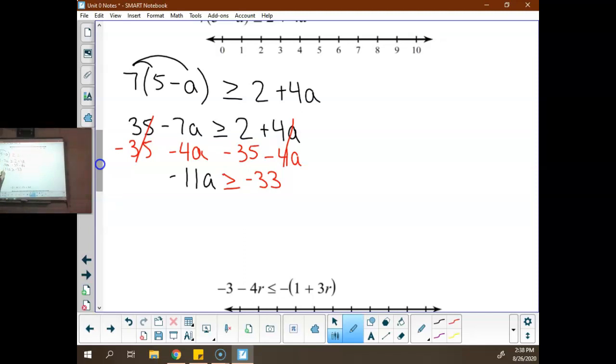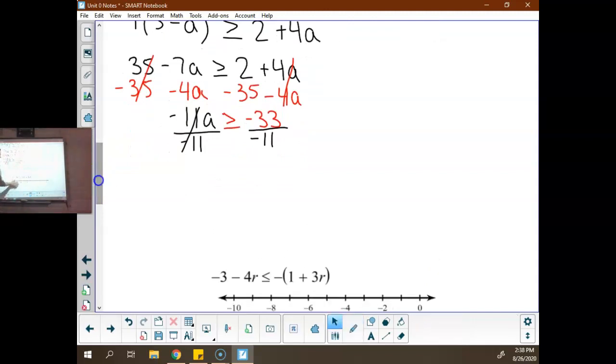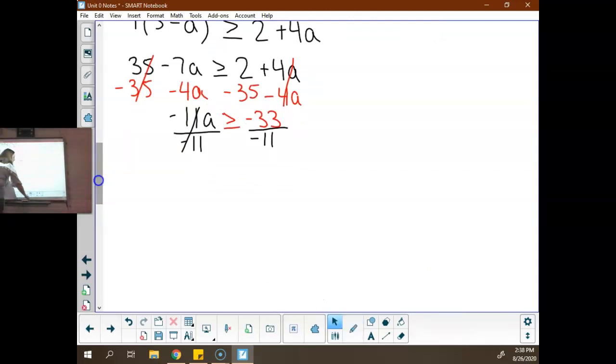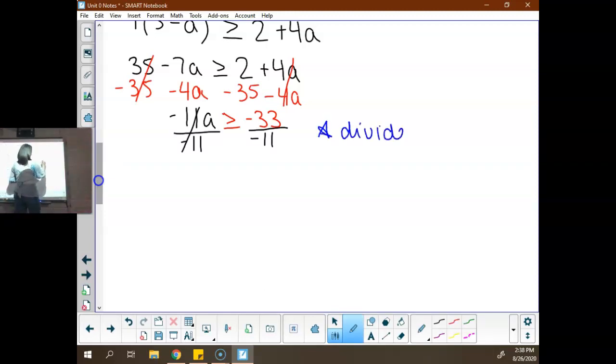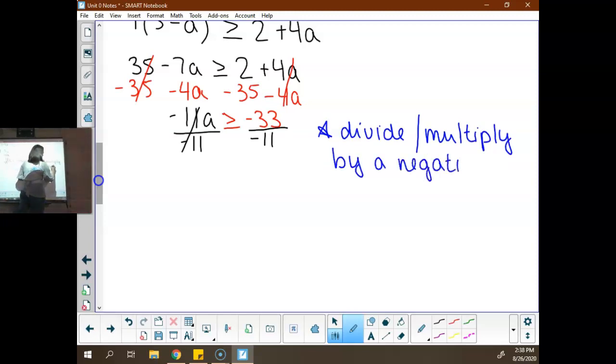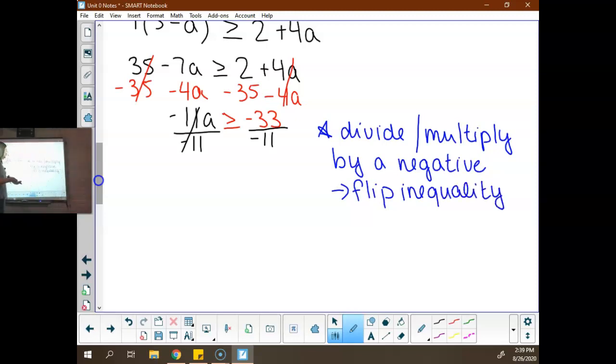Now this final step, I have to divide by a negative. Anytime you divide or multiply by a negative, let me get this next problem out of the way, you have to flip your inequality sign. So I'm going to write a little note over here. Divide or multiply by a negative, you need to flip your inequality. So here's what that looks like.